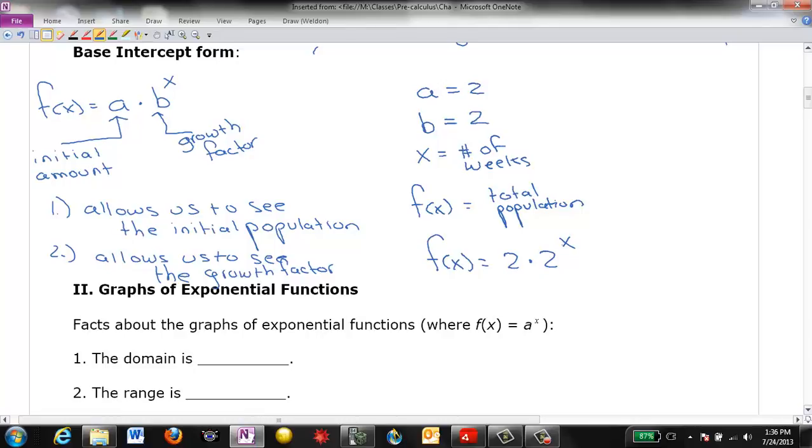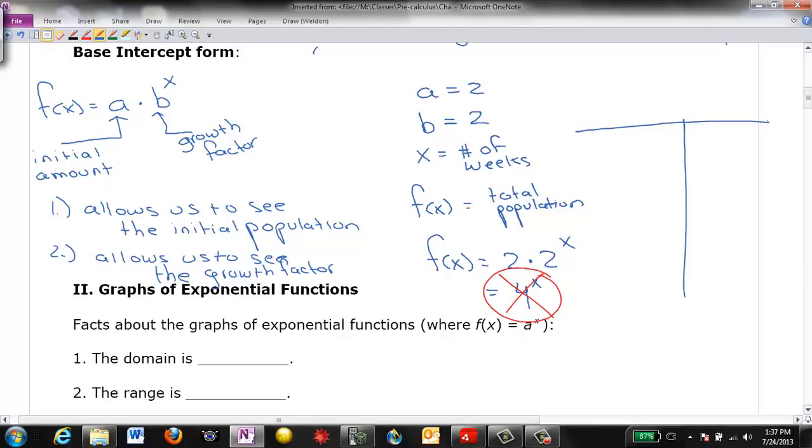Now, initially, when students see something like this, they instantly want to take that 2 and multiply it by 2, and they think that this is equal to 4 raised to the x, and this is not correct. So do not multiply those. This is bad. One of the most common mistakes that students will make when working in base intercept form is that they want to multiply that 2 times the 2, but you cannot do that here. So let's analyze and see what happens with this particular model.